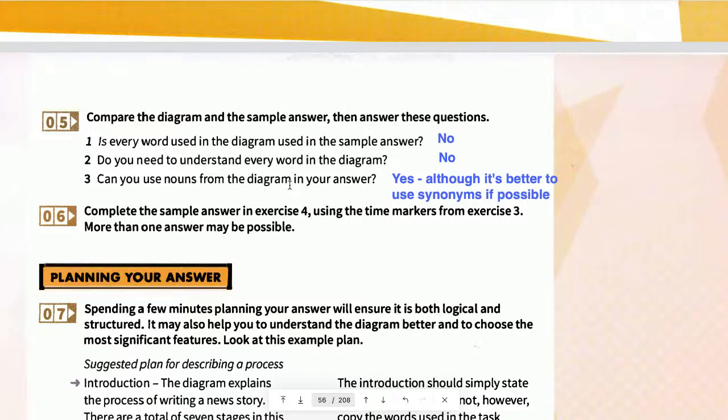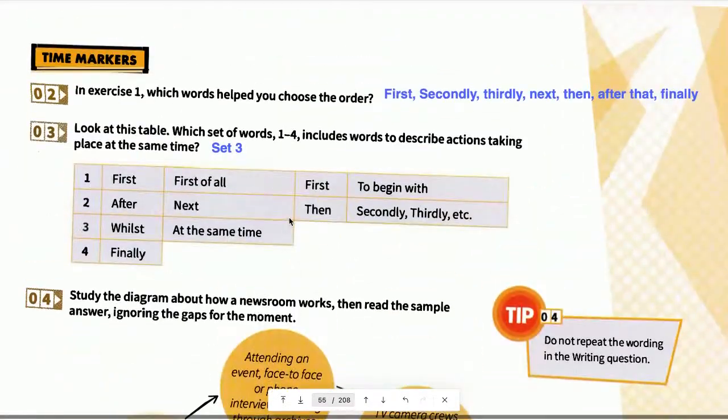Okay, now exercise 6. We only have 10 minutes left. Let's try to finish this. Okay. Complete the sample answer in exercise 4 using the time markers from exercise 3. More than one answer may be possible. Yes, okay. Now you just need to fill in the blanks, right? The time markers, something like first of all, after, next, while, at the same time, finally, something like that. Yeah?